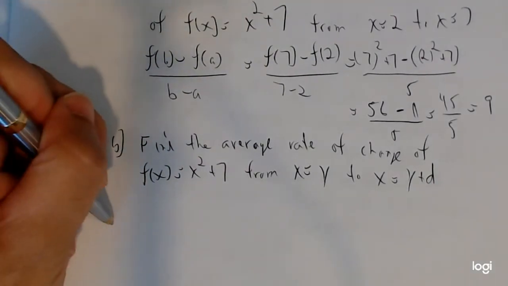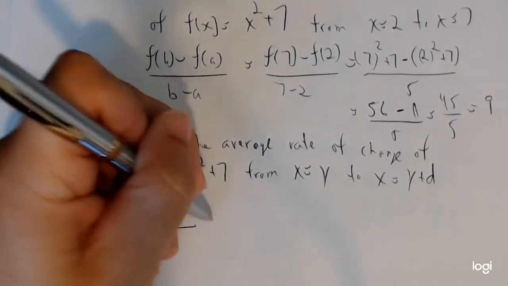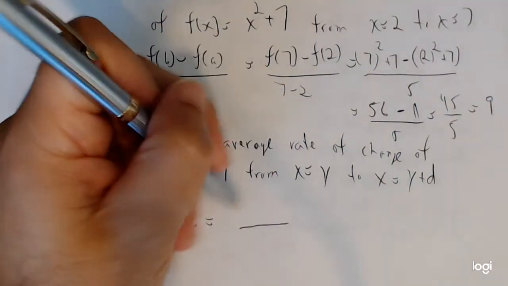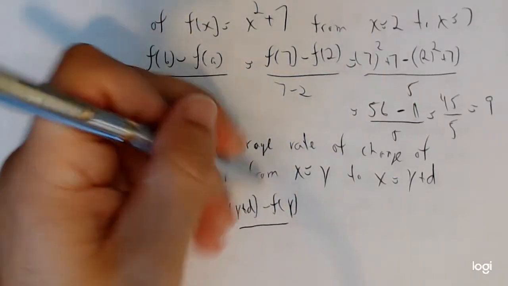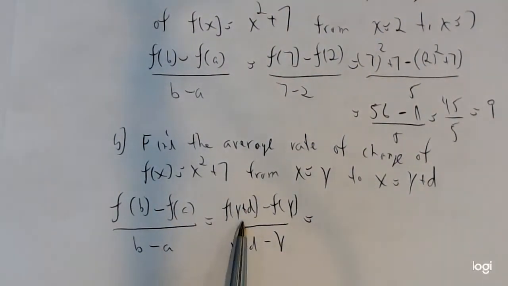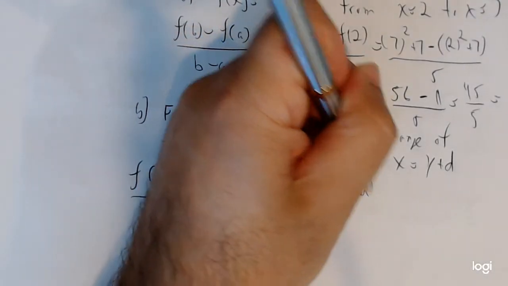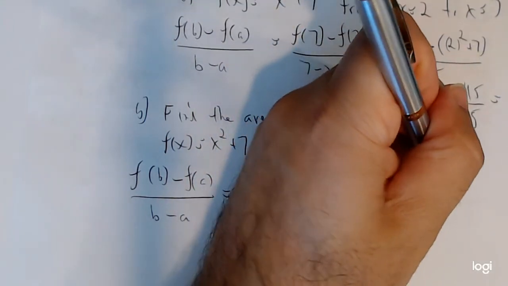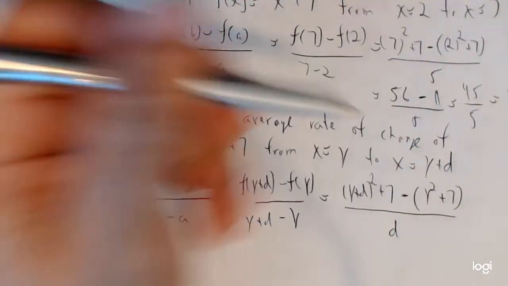So once again, this is f of b minus f of a over b minus a, which in this case b is y plus d and a is y. So this would be f of y plus d minus f of y over y plus d minus y. So what would happen here? If I replace y plus d in for f, I get y plus d squared plus 7 minus y squared plus 7, all over y plus d minus y, which is just d.